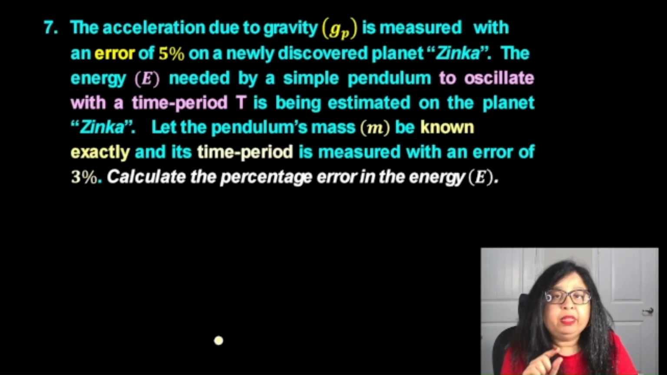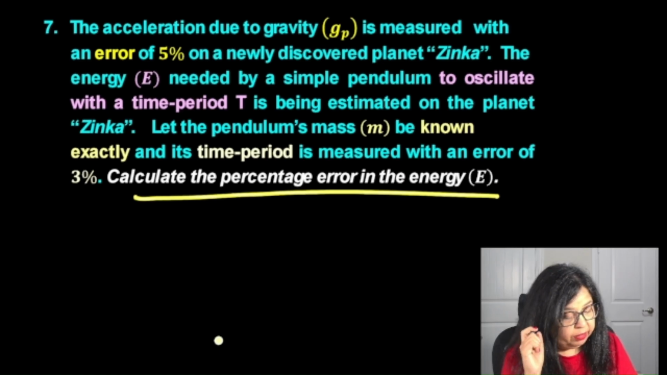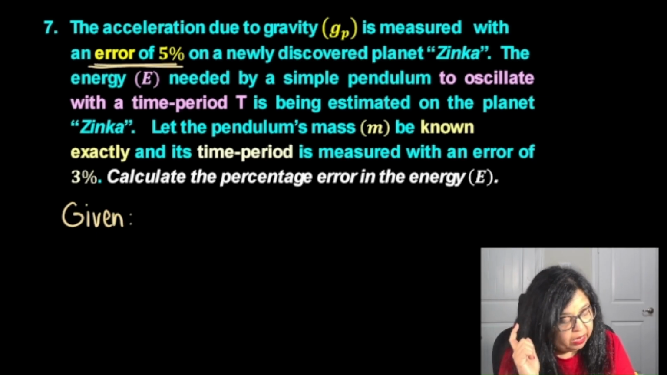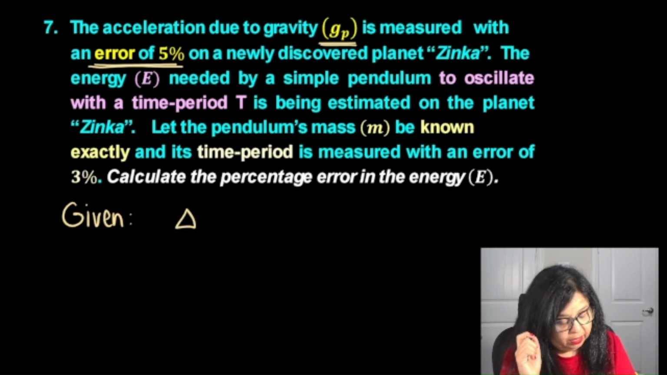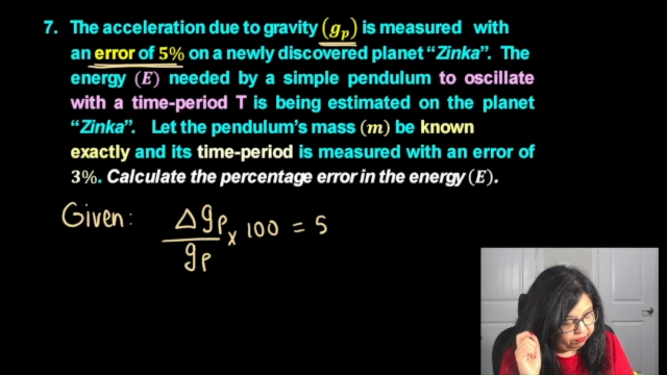That means the error in the mass is 0. Okay. And its time period is measured with an error of 3%. Alright. Calculate the percentage error in the energy. Let's write down what is given to us. Given. First thing given is here. The percentage error in the acceleration due to gravity, G sub p. Delta Gp over Gp times 100 is 5.